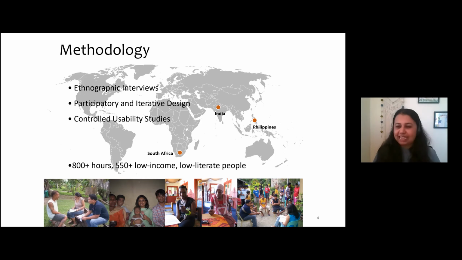And it was interesting to compare and contrast the cultural differences or similarities across these different populations and different geographies.